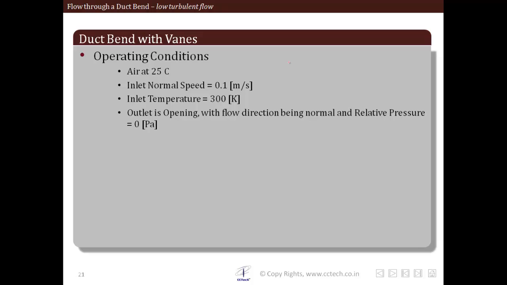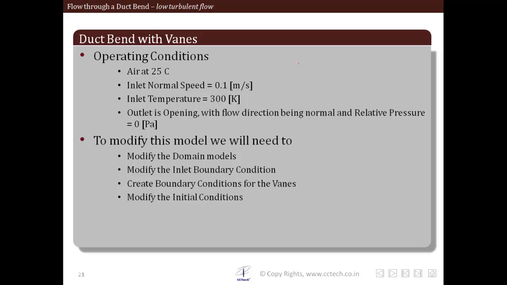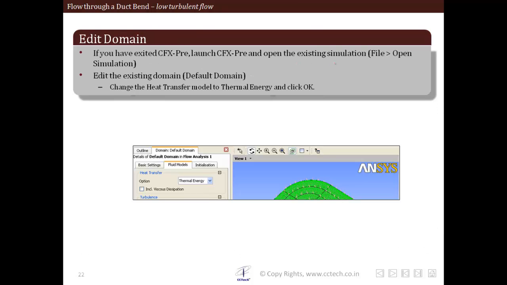Duct bend with vanes. For this particular case, we are going to use the working fluid as air at 25 degrees centigrade. Inlet speed remains the same, 0.1 meter per second. Inlet temperature is 300 Kelvin. Outlet is an opening with flow direction being normal and relative pressure 0 pascals. To modify this model, we will need to modify the domain models, modify the inlet boundary condition, create boundary conditions for the vanes, and modify the initial conditions.